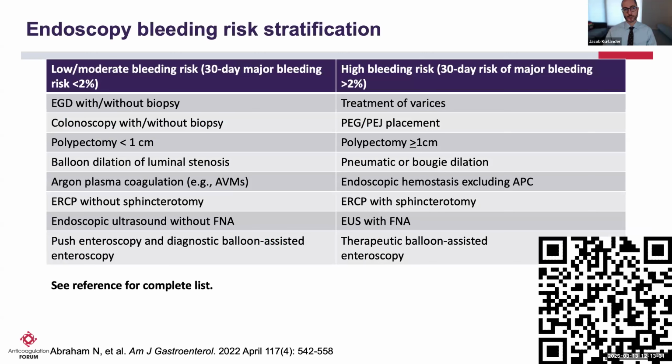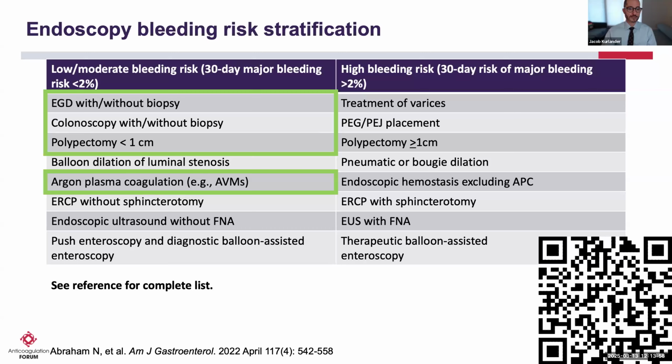But the first step in this process is to decide about the risk of the procedure. So is the procedure really low or moderate risk, meaning a less than 2% bleeding risk in the subsequent 30 days? Or is it higher risk, exceeding 2%? And I want to point out that most, even 95% of the procedures that we do fall in the low risk category. So EGDs with or without biopsies, colonoscopies with or without biopsy, even polypectomies up to 1 centimeter are all considered low risk.